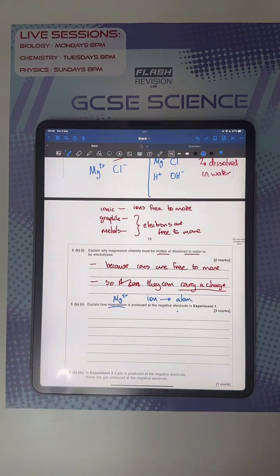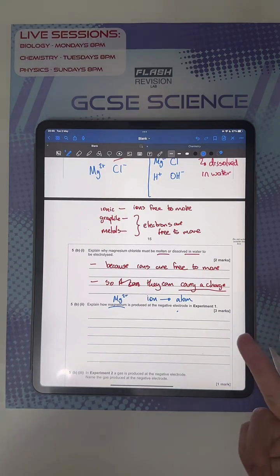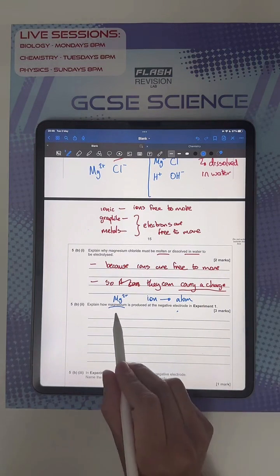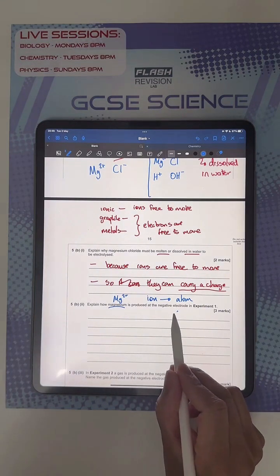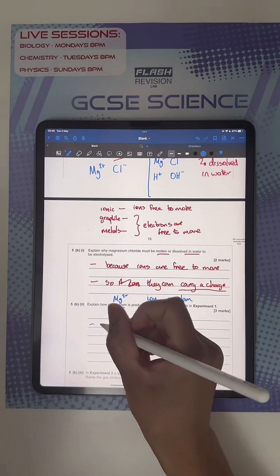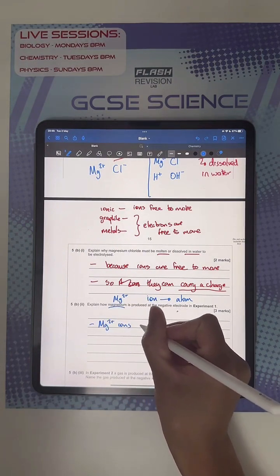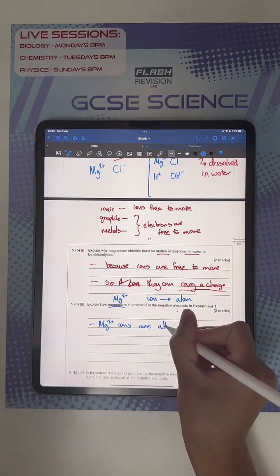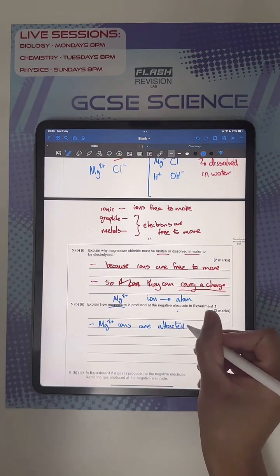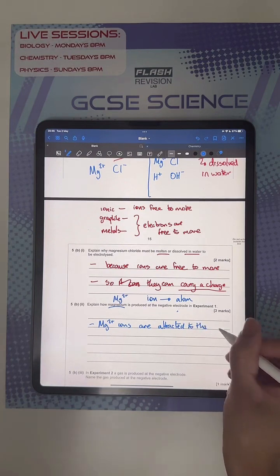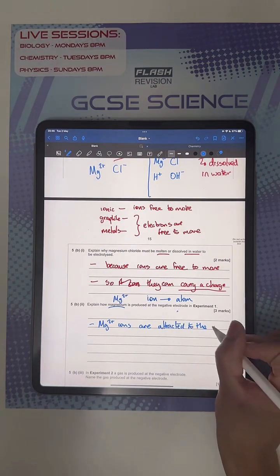Yeah, Grace, well done. It needs to gain 2 electrons. Perfect. So we get a mark for that. We get a mark for saying it gains electrons. Second mark is to say it gains 2 electrons. The third mark, which should actually be the first mark, is to basically just say that it's attracted to the negative electrode. So first mark is to say the Mg2 plus ions are attracted to the, which one is a negative cathode?